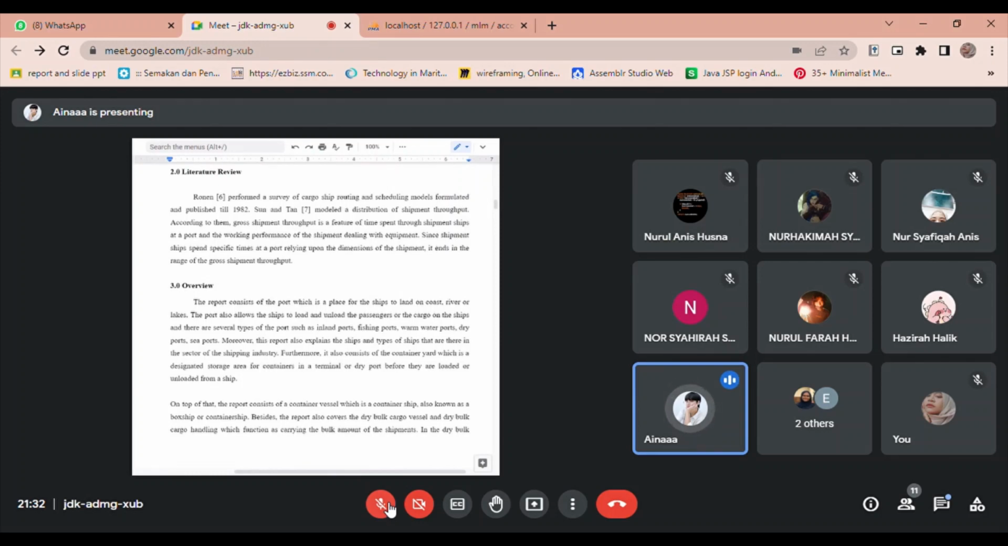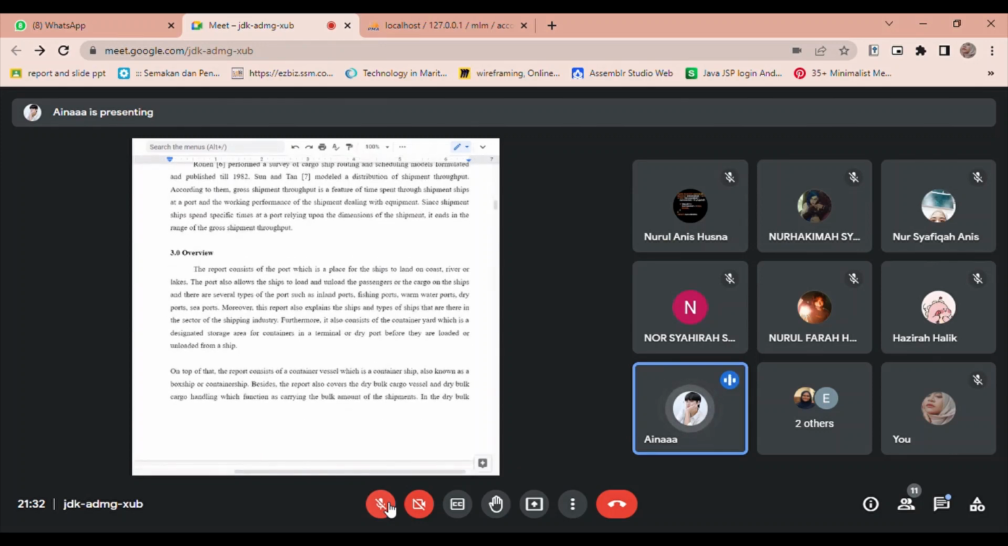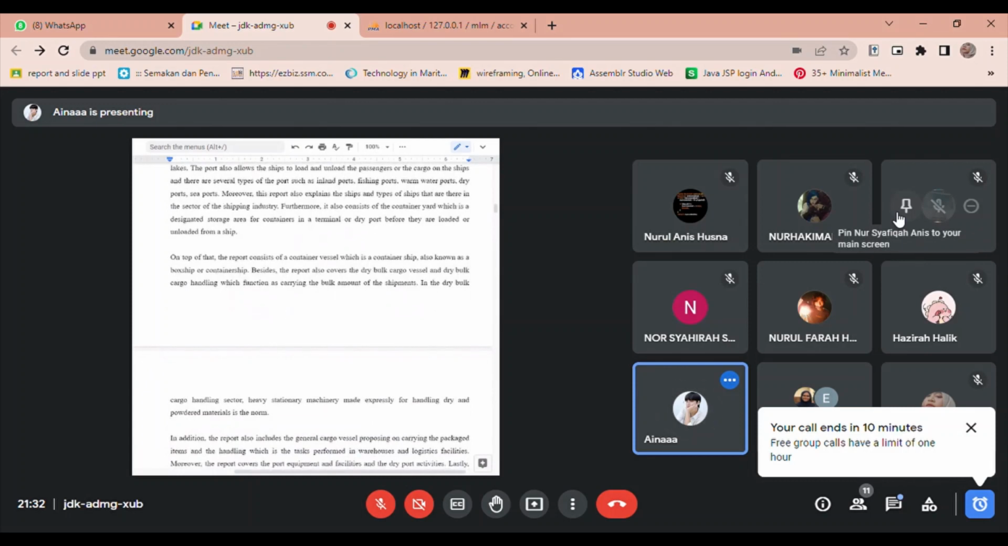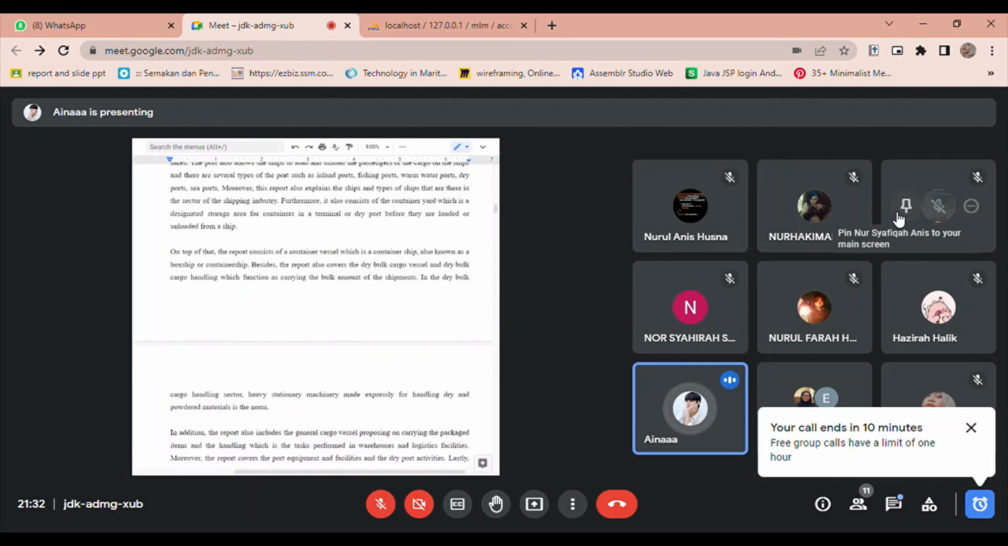Moreover, this report also explains the ships and the types of ships in this sector of the shipping industry. Furthermore, it contains the container yard, which is a designated storage area for containers in a terminal or dry port before they are loaded onto or unloaded from a ship. On top of that, the report consists of the container vessel, which is a container ship, also known as a bulk ship. The report also covers the dry bulk cargo vessel, which handles carrying bulk amounts of shipments.